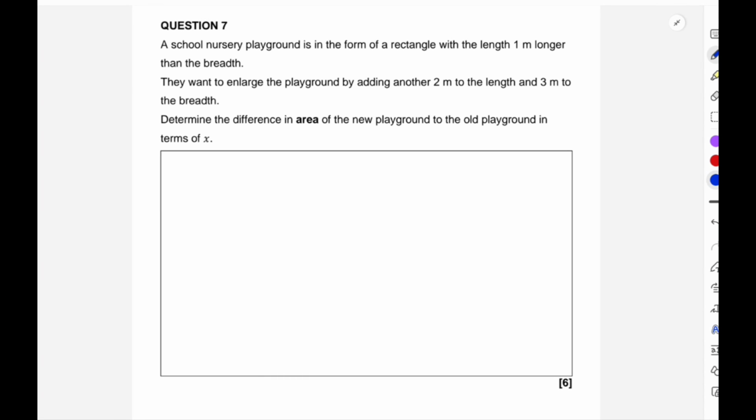Again, in terms of x, a school nursery playground is in the form of a rectangle with the length 1 meter longer than the breadth. They want to enlarge the playground by adding another 2 meters to the length and 3 meters to the breadth. Determine the difference in area of the new playground to the old playground.